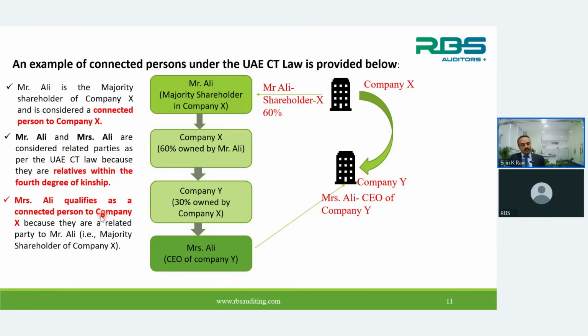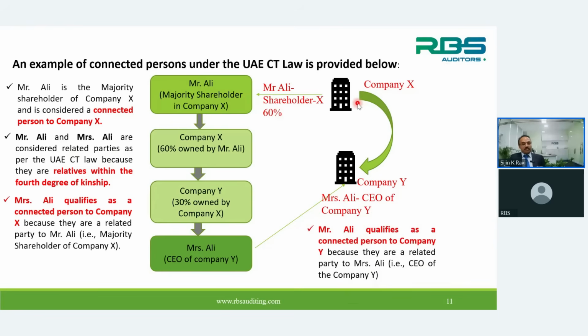And if you see the third category, Mrs. Ali qualifies as a connected person to company X because Mr. Ali is a majority shareholder of company X. Mr. Ali qualifies as a connected person to company Y. So here, Mrs. Ali and here Mr. Ali qualify as connected persons to company Y because they are related parties of Mrs. Ali, CEO of the company.